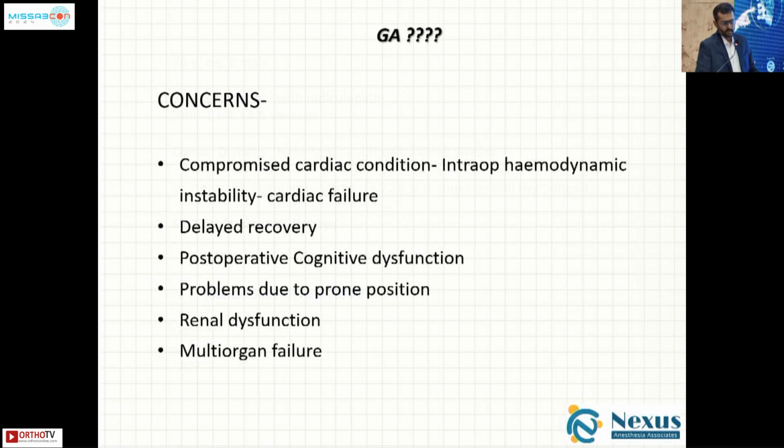So what can be the anesthesia plan? Let's take it one by one. The main concern for general anesthesia is that the patient already has compromised cardiac function, so intraoperative hemodynamic instability or cardiac failure can occur. Also postoperative delirium and cognitive dysfunction. The patient already has CKD, so postoperative renal dysfunction or multi-organ failure can happen.